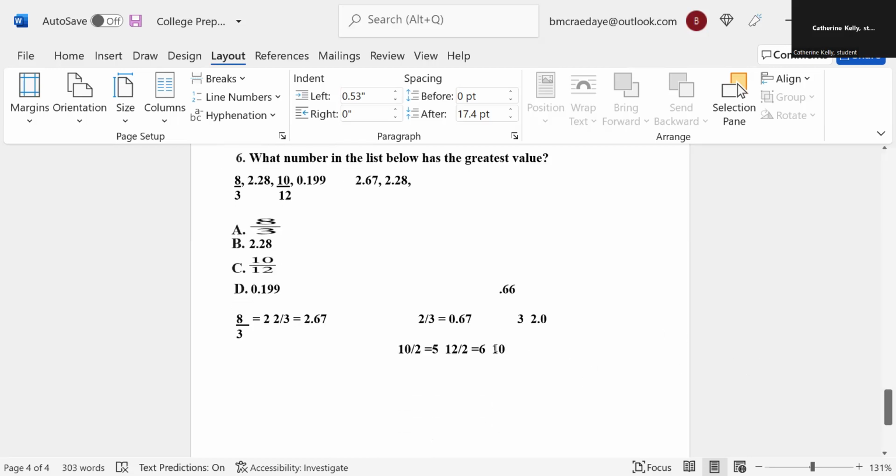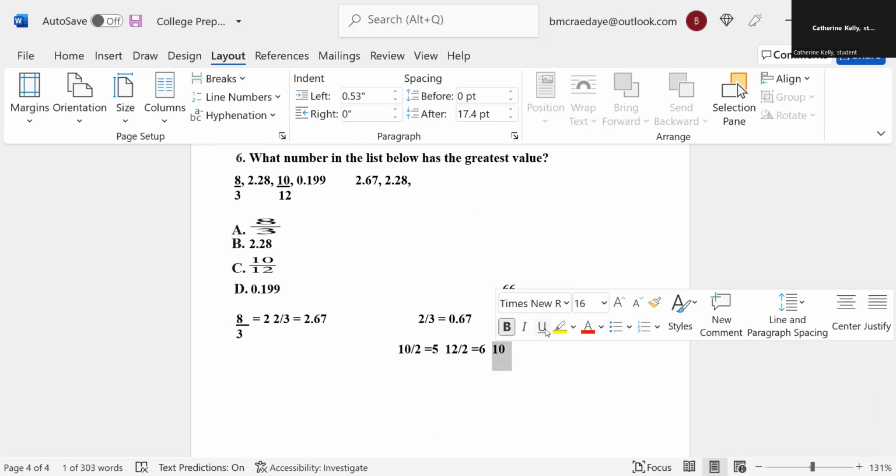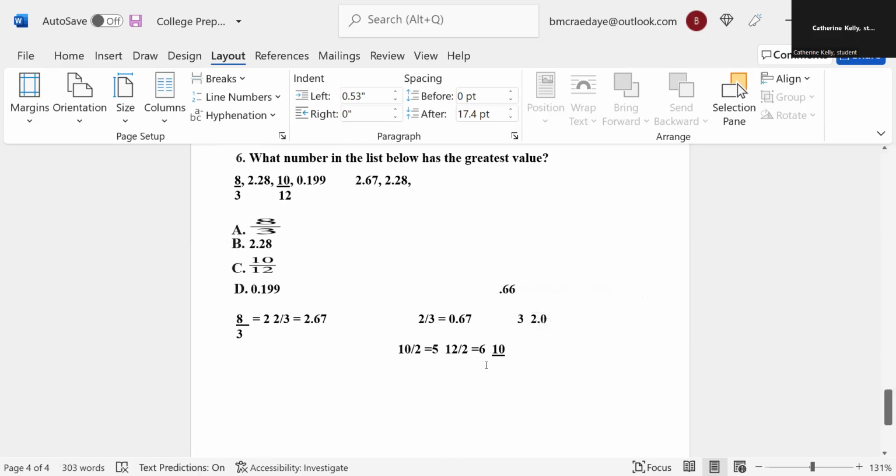So 10/12 is equal to 5/6. Okay, so 5/6 is what as a decimal, Catherine? 5/6 is 0.5.